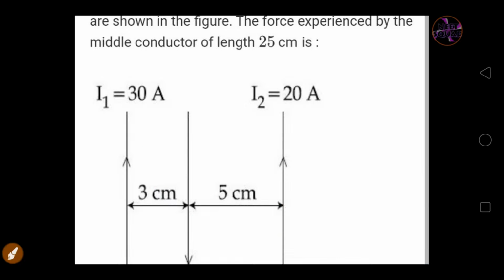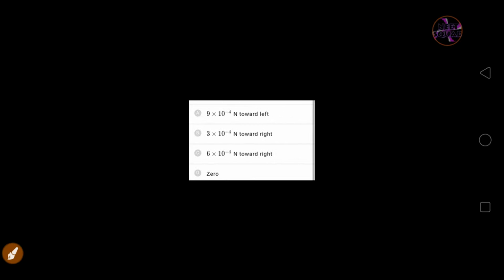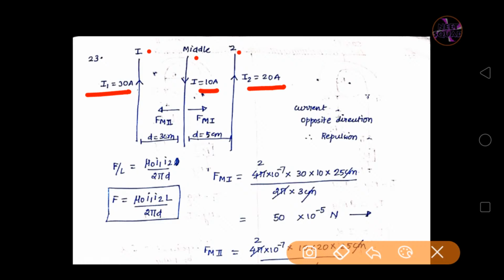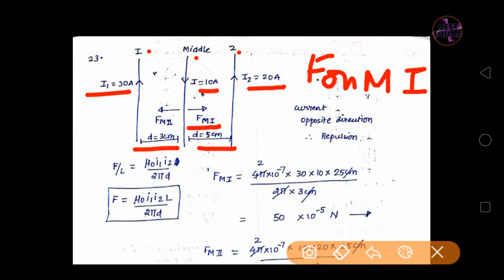Let's see the solution. These are the four options. See, in this figure, first one, second one, middle one: 30 ampere, 20 ampere, 10 ampere. Distance is given as 3 centimeter, this is 5 centimeter. So what is F_m1? It means force on the middle one by the first wire. Which direction? Away from the first one. So this is the force on the middle one by the first one, and this is the force on the middle one by the second one.